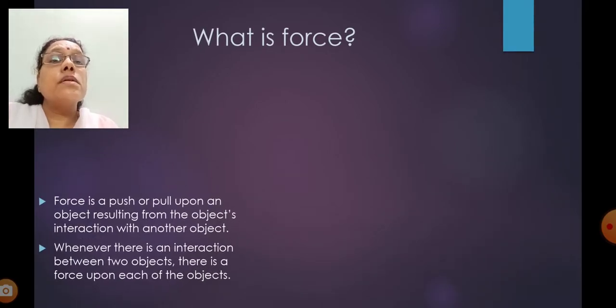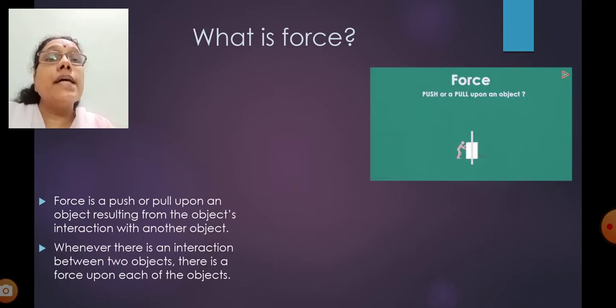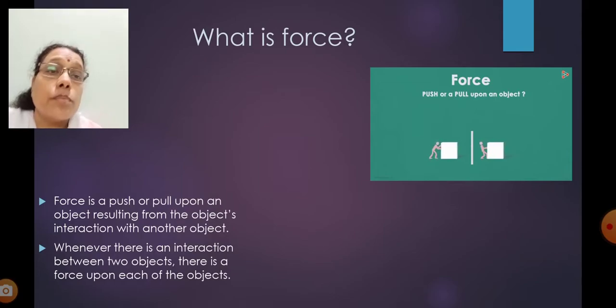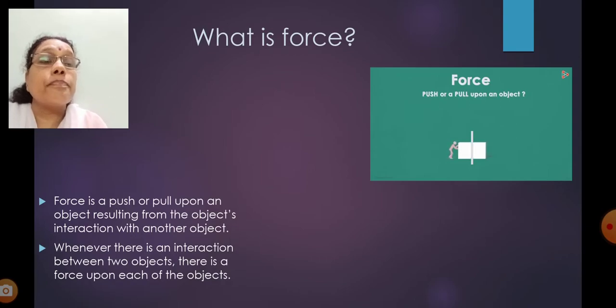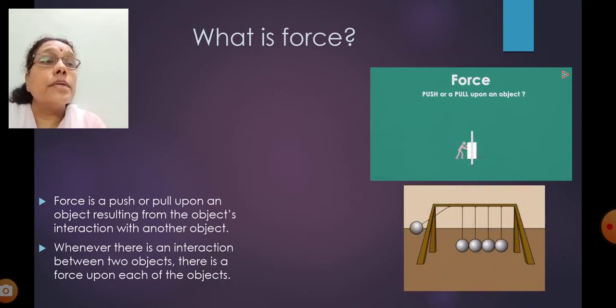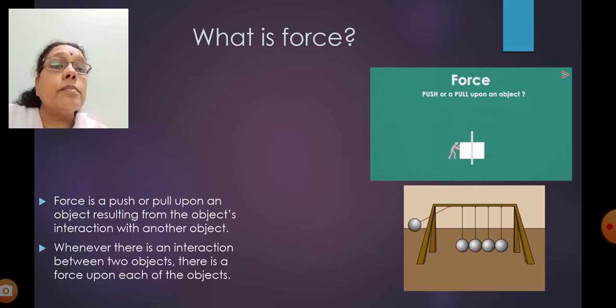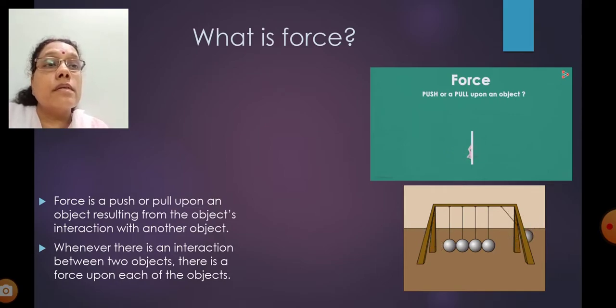What is force? Force is the push or pull upon an object resulting from the object's interaction with another object. Whenever there is an interaction between two objects, there is a force upon each of the objects. Here two pictures are there. One person is pushing a box. Because of the force, the box is moving. And another one, a pendulum. Because of the force applied, the pendulum is moving.